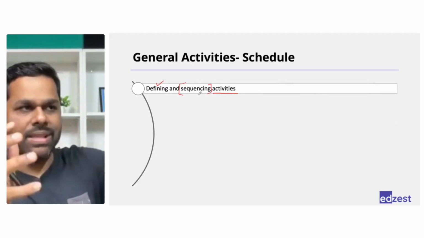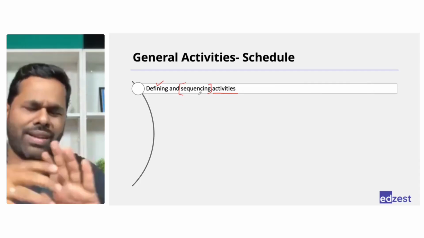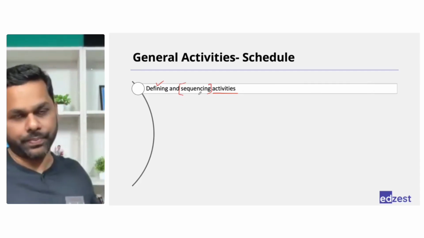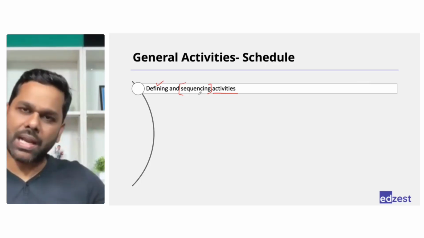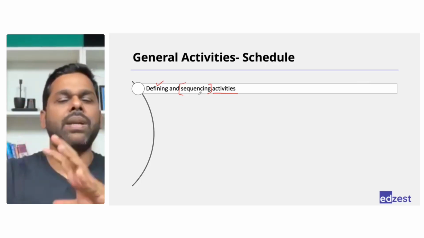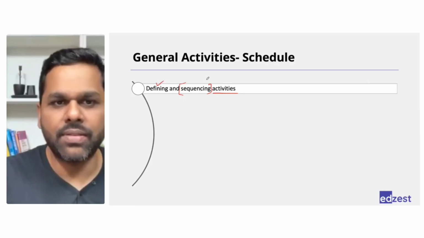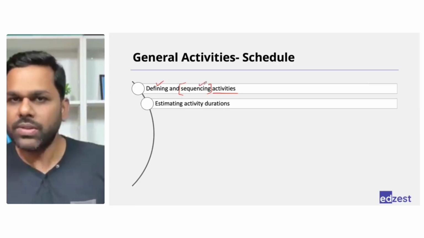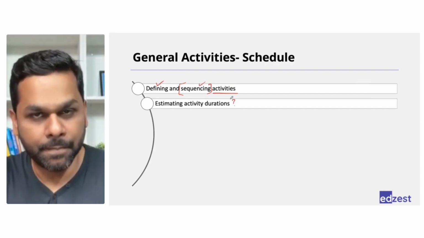If you don't spend time thinking about the activities sequence, you will do everything one after the other and it will take a long time to complete the project. Rather than that, we can have multiple people working in parallel and look at activities that can be done in parallel. Right? So first we'll define the activities and then we will sequence the activities. Once we have done that, we will estimate how much time these activities will take.